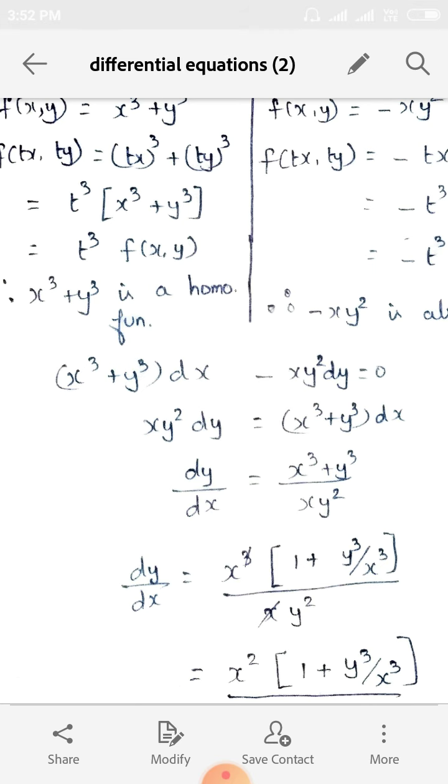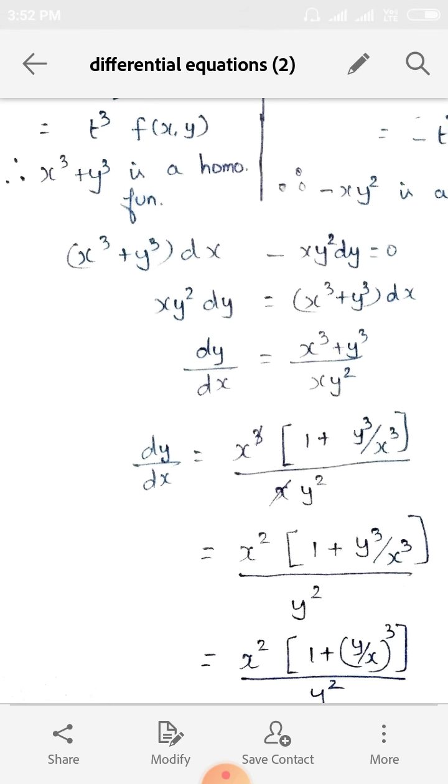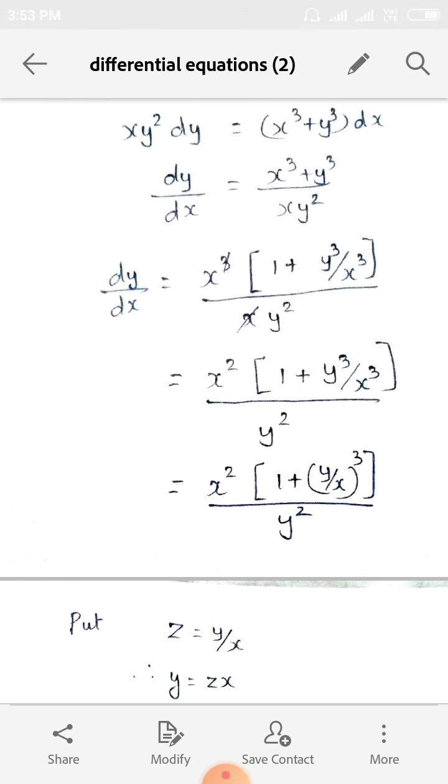Now the next term is cancelling x cube by x. The numerator contains x cube and the denominator contains x, so cancel one x term. So we get x square in the numerator. Therefore the next step is x square into (1 plus y cube by x cube) divided by y square. Next, 1 plus y cube by x cube can be written as 1 plus (y by x) the whole cube. Therefore x square into (1 plus (y by x) whole cube) divided by y square.